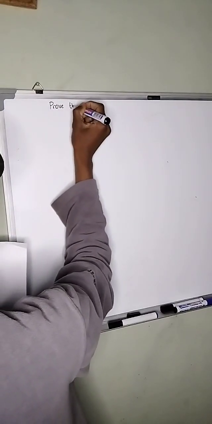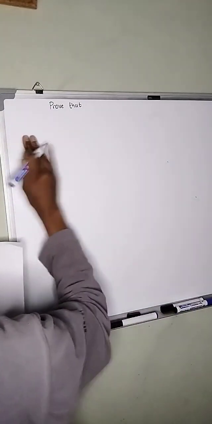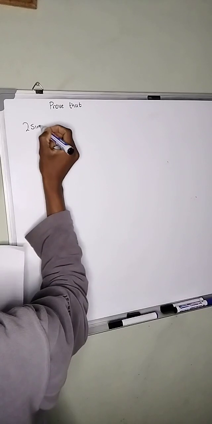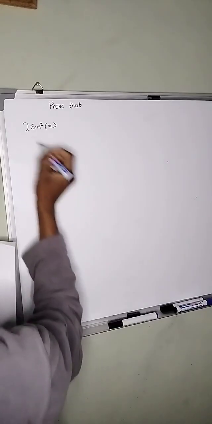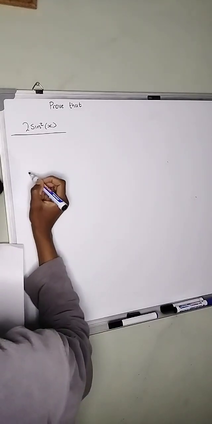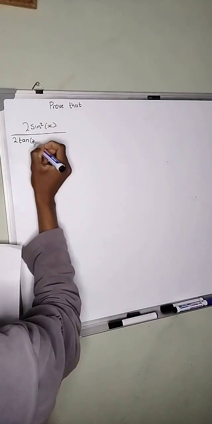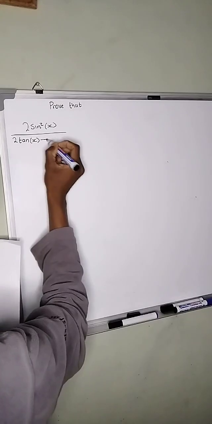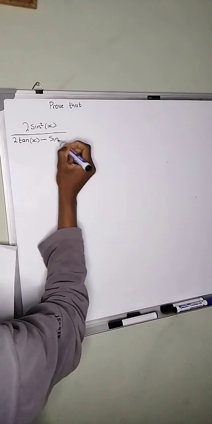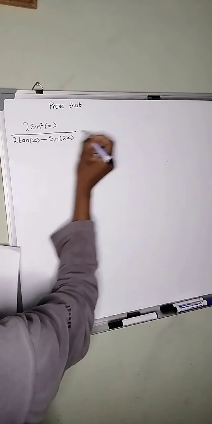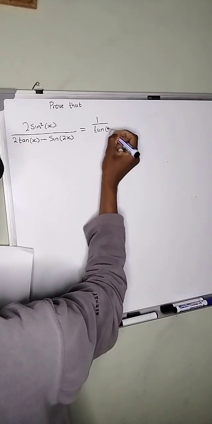Prove. All the questions are prove that. So it's going to be 2 sine squared x divided by 2 tan x minus sine 2x. It's going to be equal to what? 1 divided by tan x.